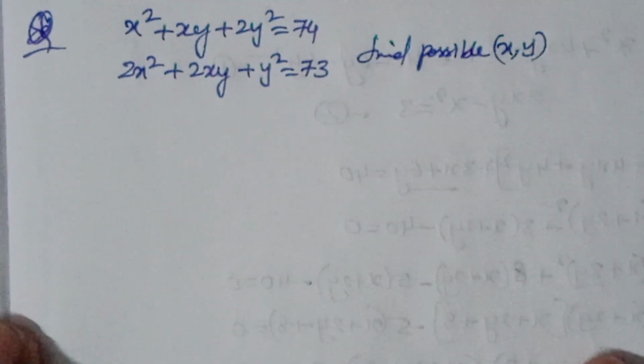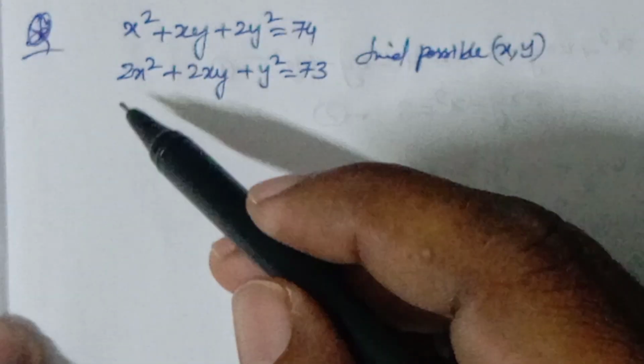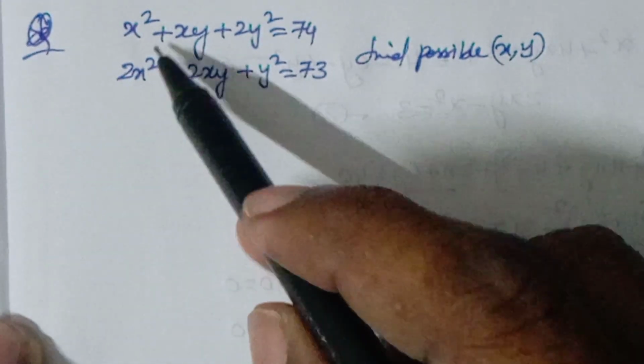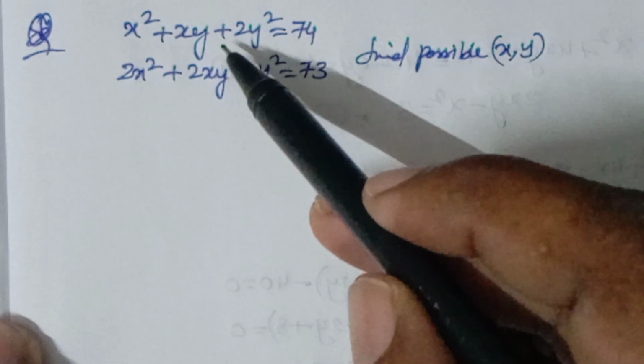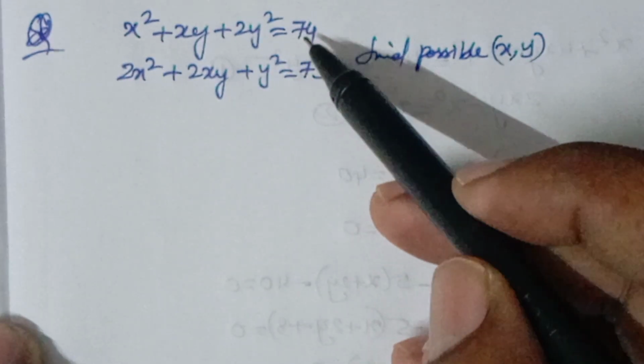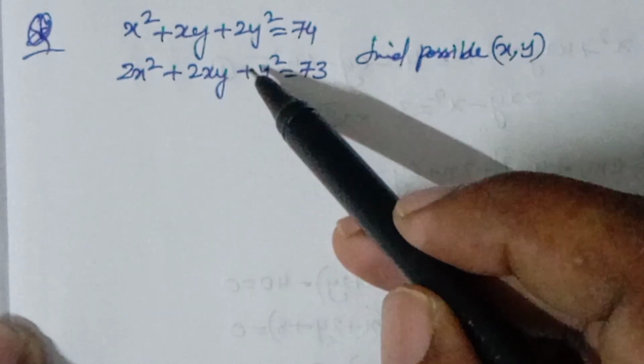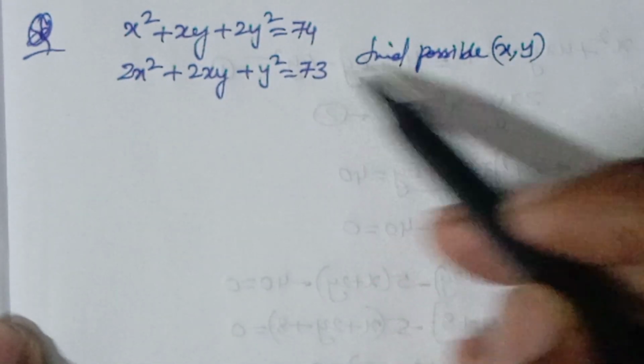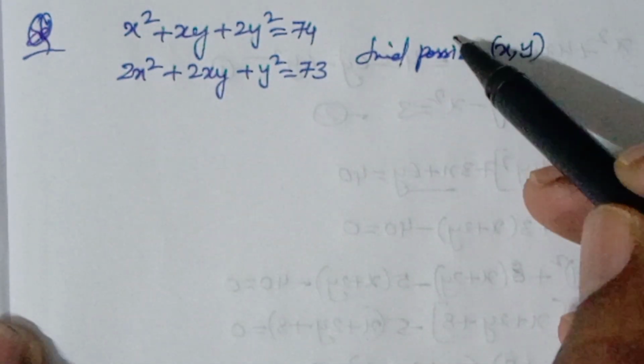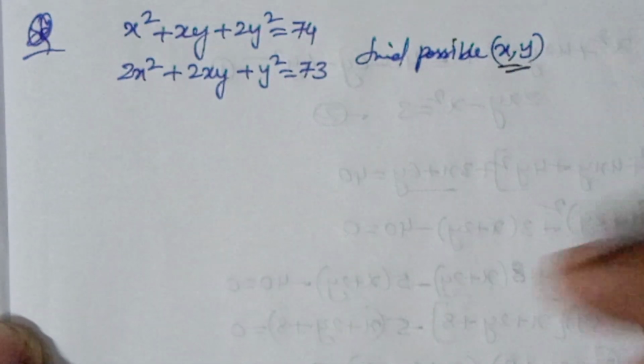Welcome to AyaansEasyMath. So the question is: given x square plus xy plus 2y square is equal to 74, and 2x square plus 2xy plus y square is 73, find the possible values of x and y.